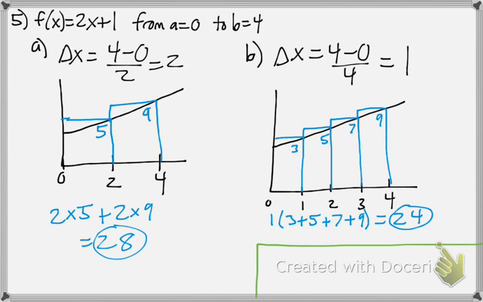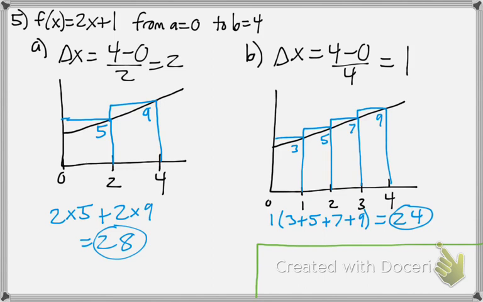So 28 is an estimate, and 24 is a better estimate, like we were showing in the last section. The more rectangles we have, the less overcompensation there is, because they're smaller and smaller. If we were to estimate this with 8, it would be an even better estimation. That train of thought leads us to the definition of the definite integral.